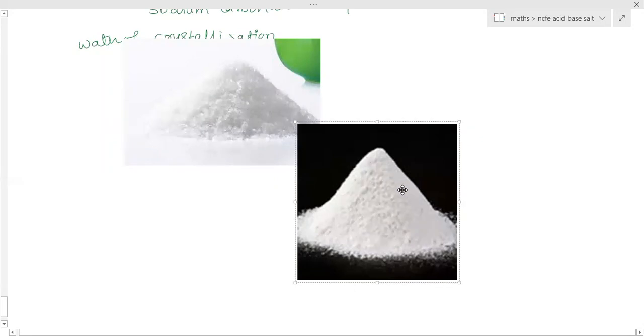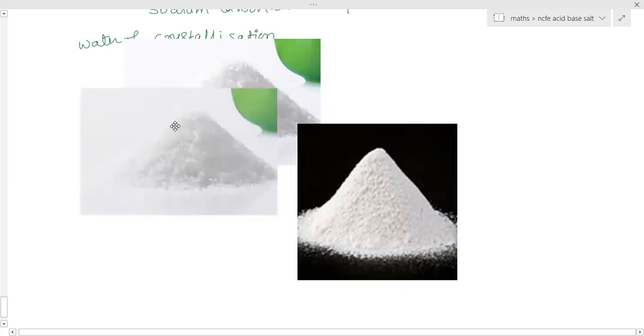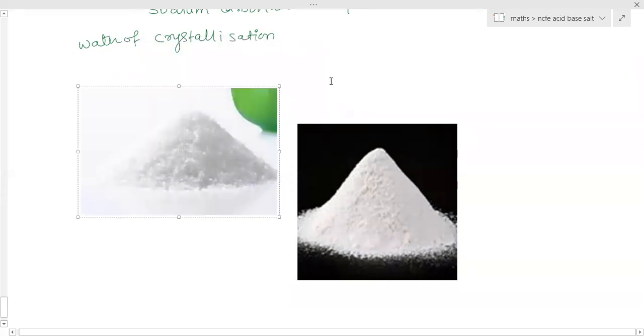In the second picture, the water is not present. The same compound, sodium carbonate, is in powdered form, and here it is in crystal form due to the presence of water molecules. These water molecules are called water of crystallization. The salts which have water of crystallization are called hydrated salts.